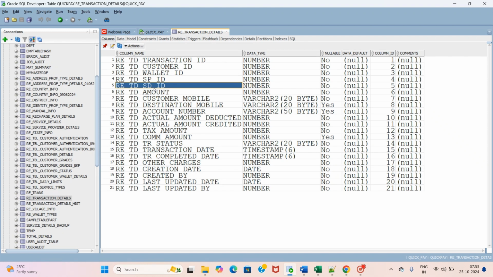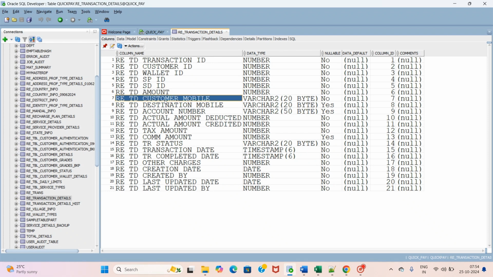Airtel can provide multiple services. Airtel can provide the recharge option, and Airtel can provide the DTH option, digital direct to home, and Airtel can provide the broadband options also. So service ID is which service you are using, and the transaction amount is what amount of transaction you have done.